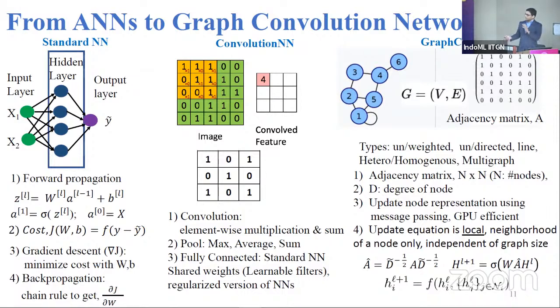But if you look at data like images, it has like 256 by 256 pixel images. If you want to connect everything with a standard neural network, it will be too many parameters. The idea was to regularize this model, right?